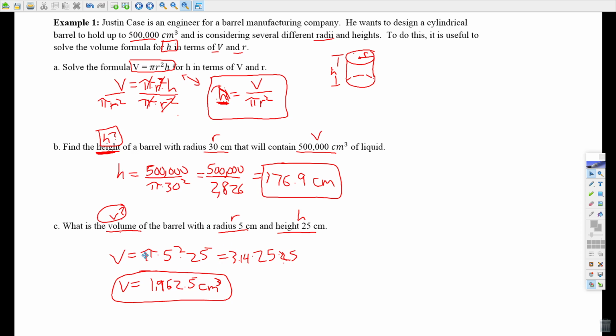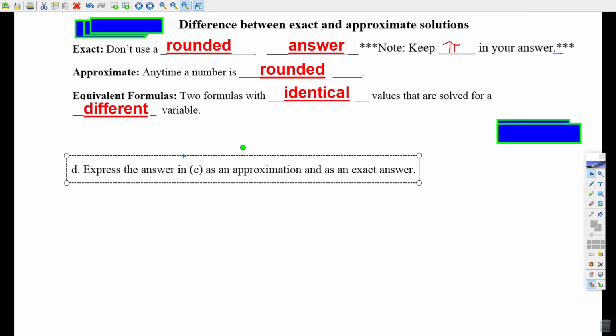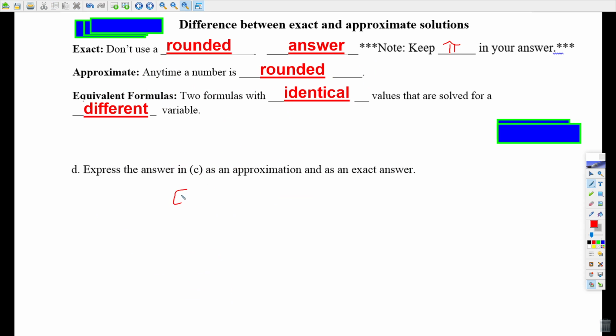However, if we go back to this original thing here, pi times 5 squared times 25, we would just multiply what we could, the 5 squared and 25, and leave pi in our answer. So as an exact answer, let's try this. As an exact answer, this would be V equals, let's write that out again, pi times 25 times 25. We would only put together what we could, the two 25s. So if you do 25 times 25, you get 625. So as an exact answer, we would write this as 625 pi.